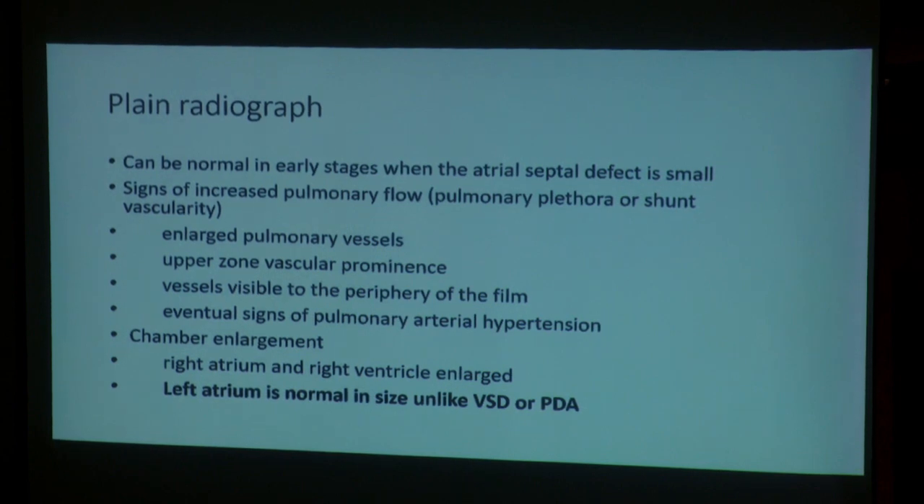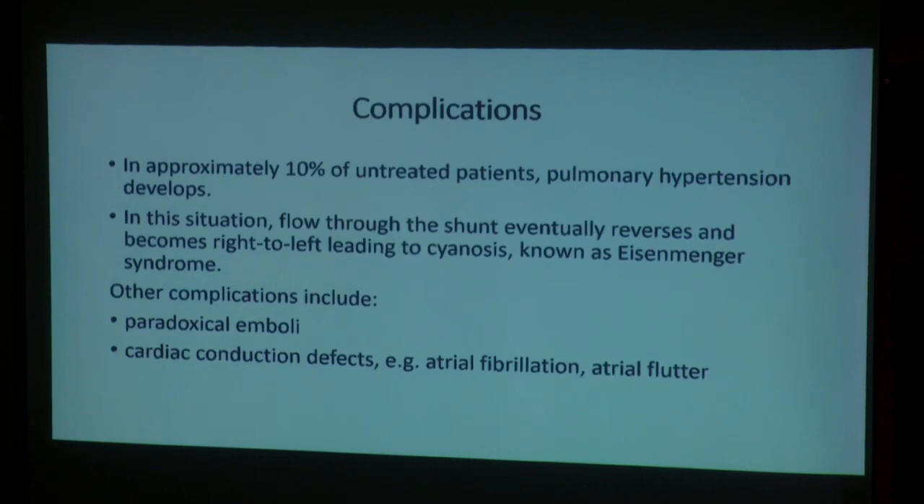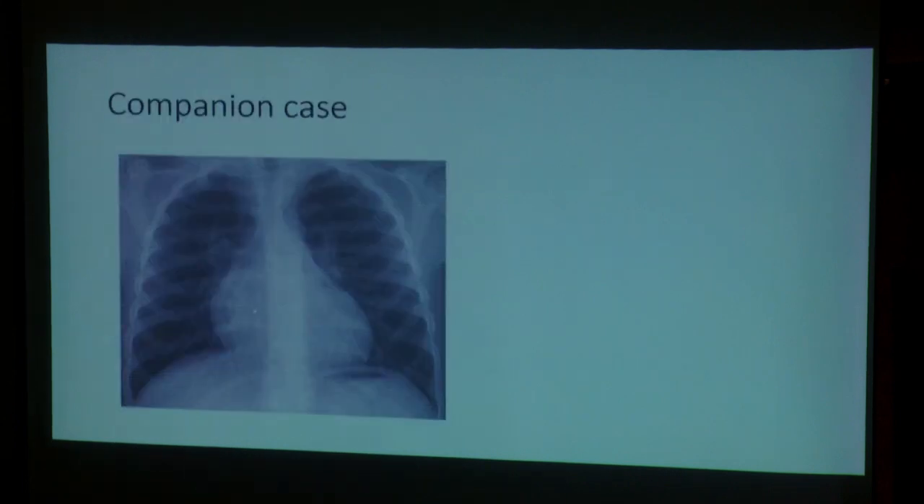One thing you have to keep in mind is the chamber enlargement. The left atrium is normal in ASD, unlike a VSD or a PDA. That is the important differentiating point. Though the right atrium and ventricle are enlarged, the left atrium is normal in ASD. Complications: as we said earlier, pulmonary hypertension eventually develops. Other complications are paradoxical emboli and cardiac conduction defects.